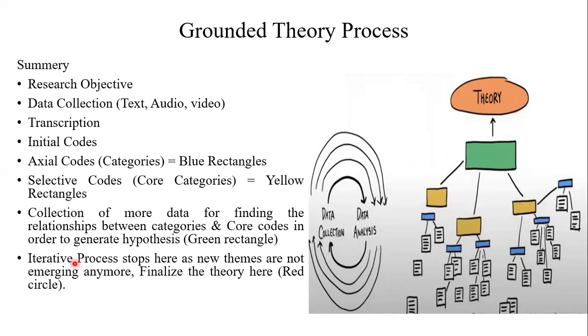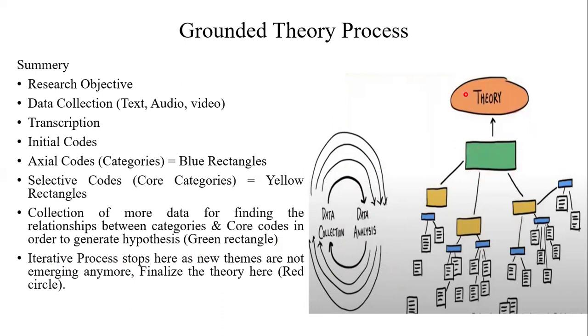As a last step, the iterative process stops. It means this cyclic process stops, because every time you collect data and it gives you some new code or new theme or new category, it starts running again and again. But when you realize that new themes, new categories, or new codes have stopped being generated from the data collection procedure, that is the time when the iterative process stops. It means new data is not coming from further data collection. Now you are able to let some theory emerge from your hypothesis.